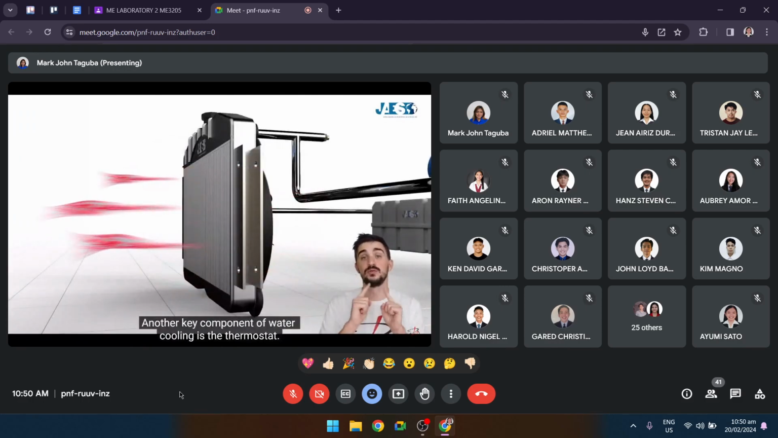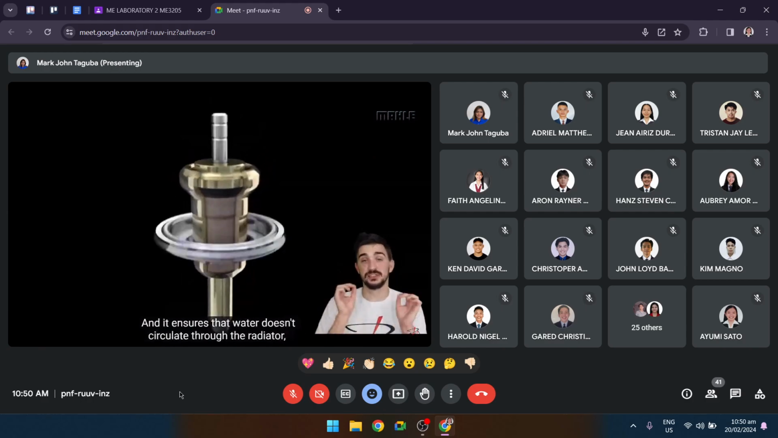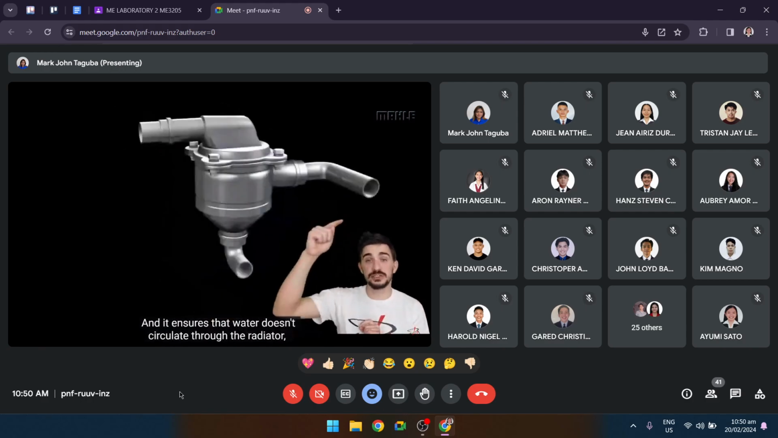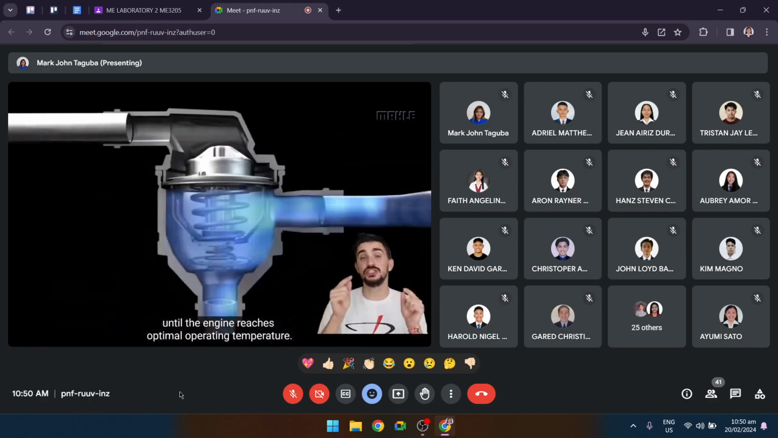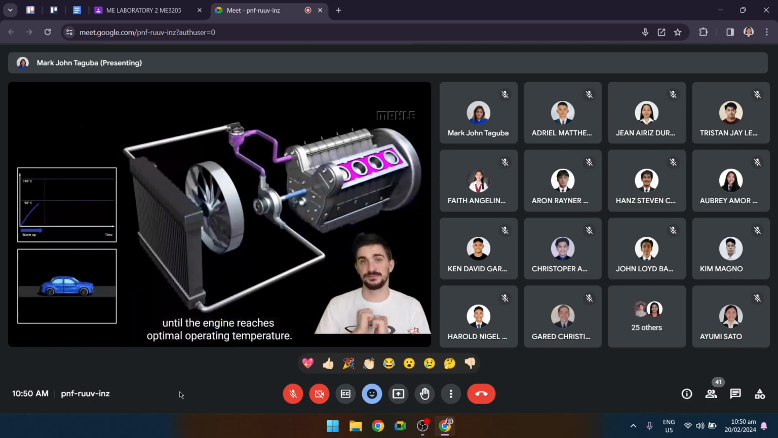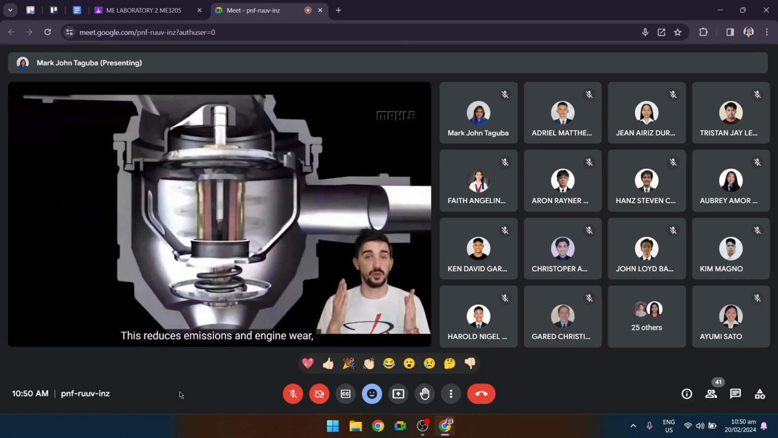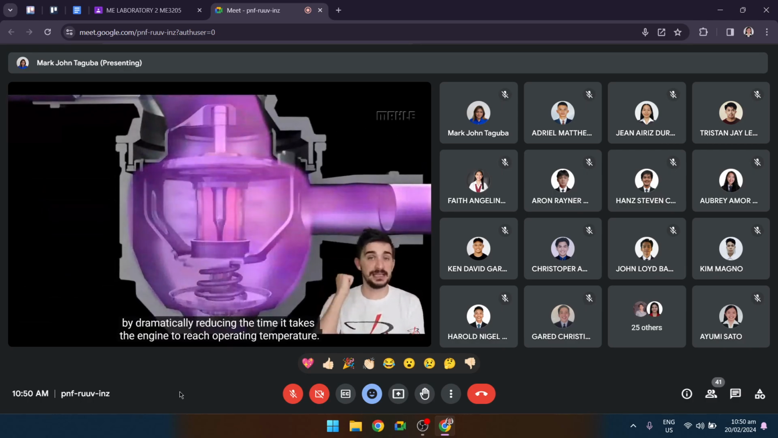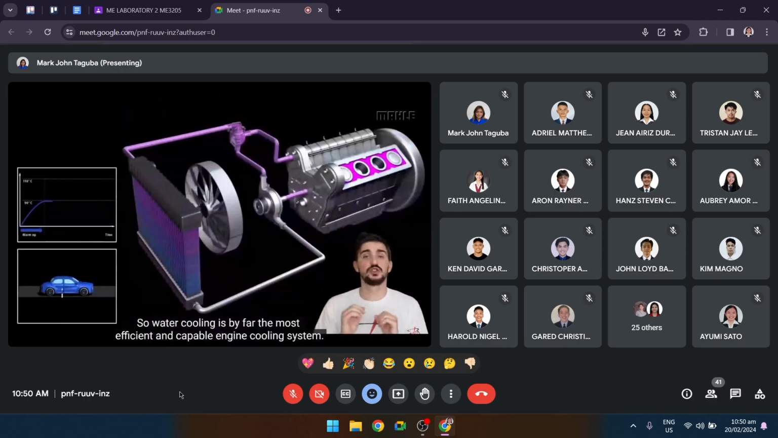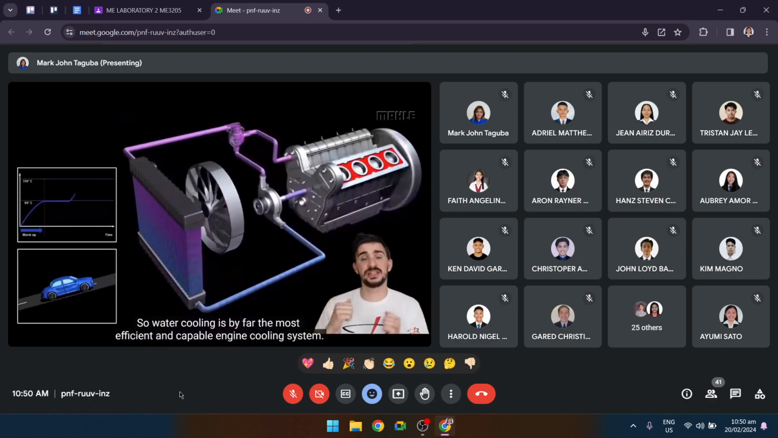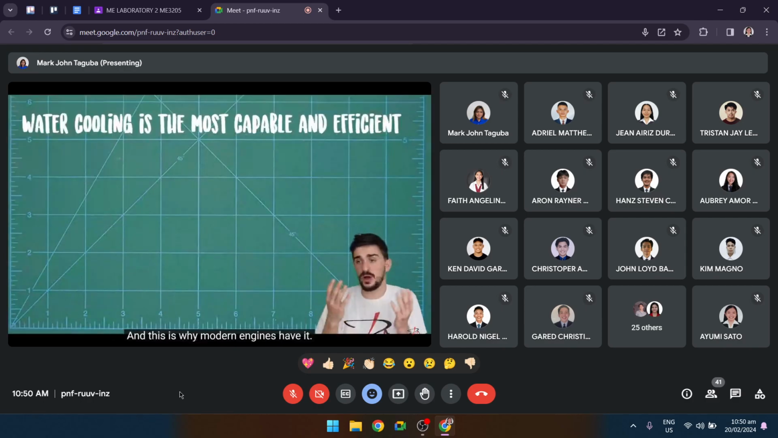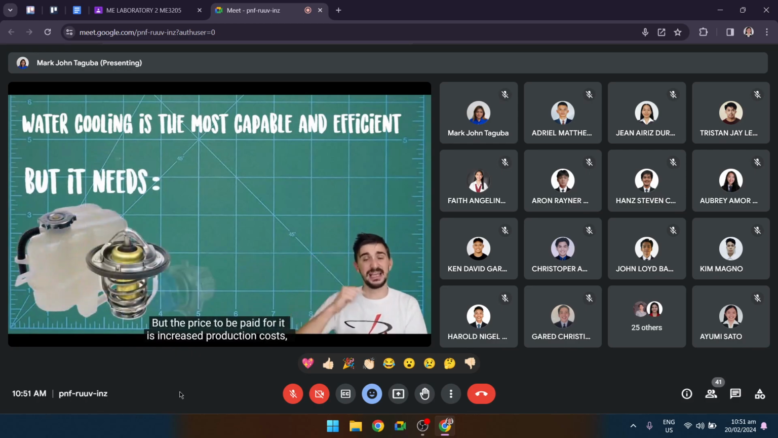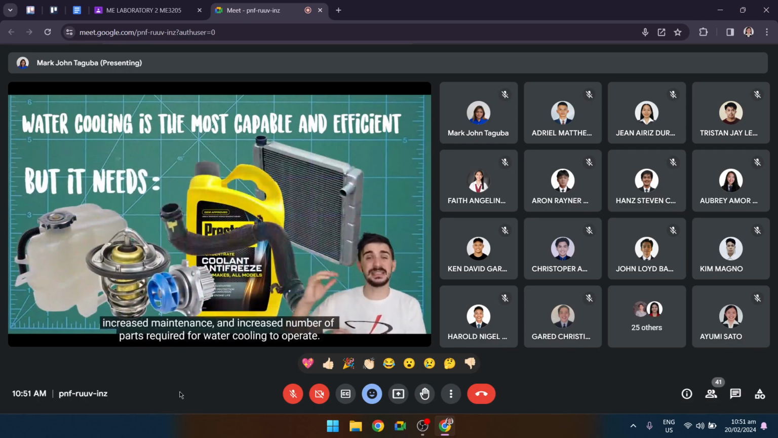Another key component of water cooling is the thermostat, and it ensures that water doesn't circulate through the radiator until the engine reaches optimal operating temperature. This reduces emissions and engine wear by dramatically reducing the time it takes the engine to reach operating temperature. So water cooling is by far the most efficient and capable engine cooling system, and this is why modern engines have it. But the price to be paid for it is increased production costs, increased maintenance, and the increased number of parts required for water cooling to operate.